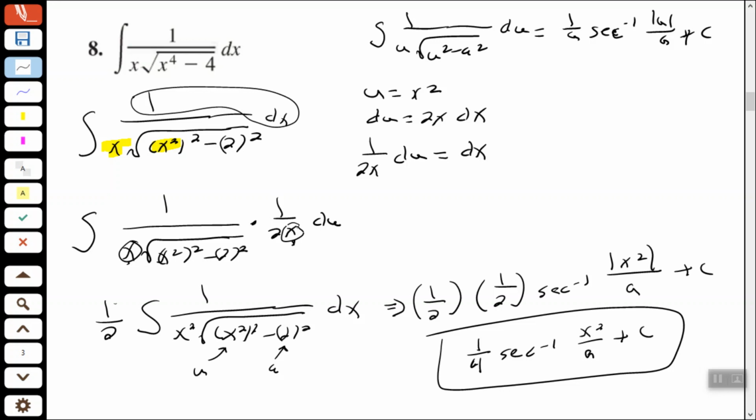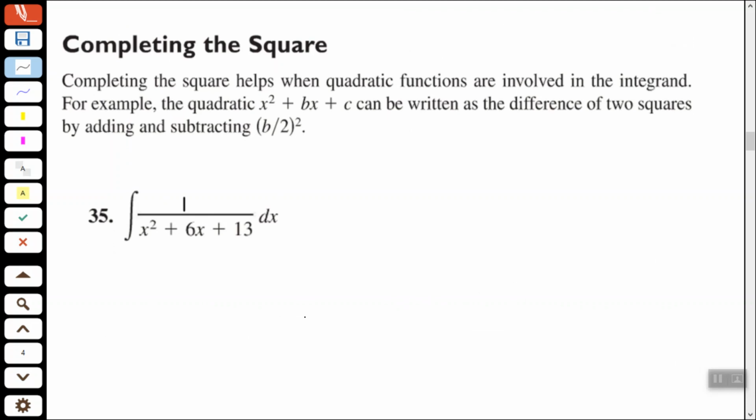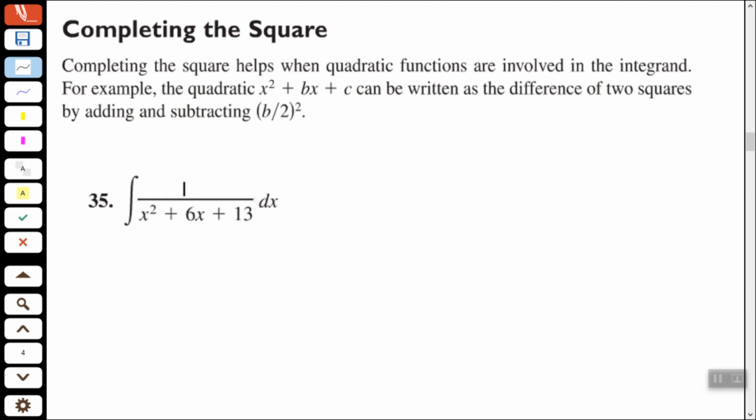All right, let's look at another one. Completing the square. It says completing the square helps when quadratic functions are involved in the integrand. For example, the quadratic x squared plus bx plus c can be written as the difference of two squares by adding and subtracting (b over 2) squared. So hopefully you remember the process of completing the square.